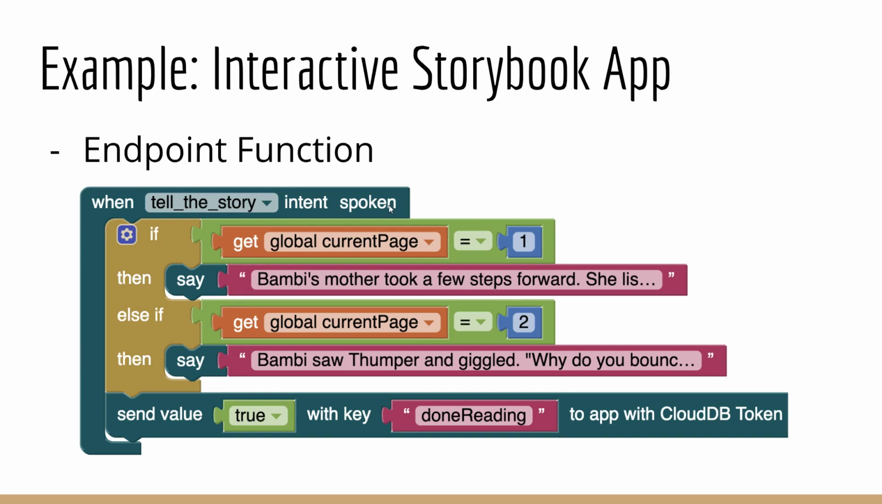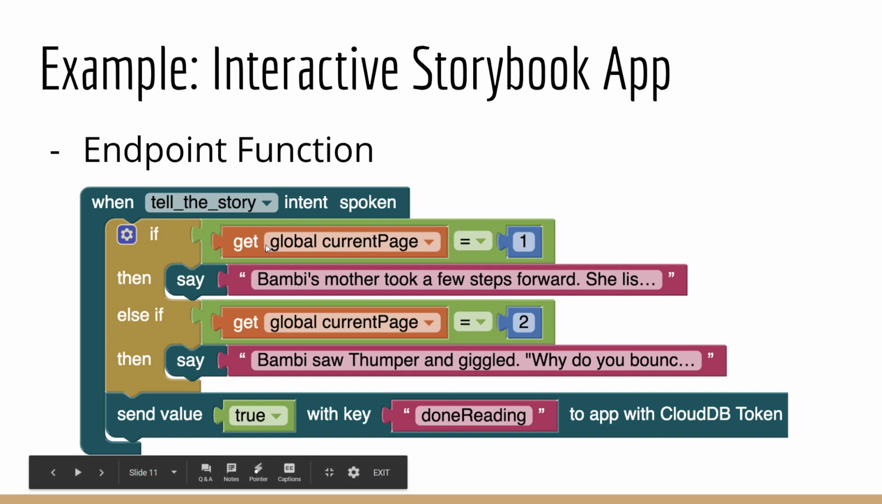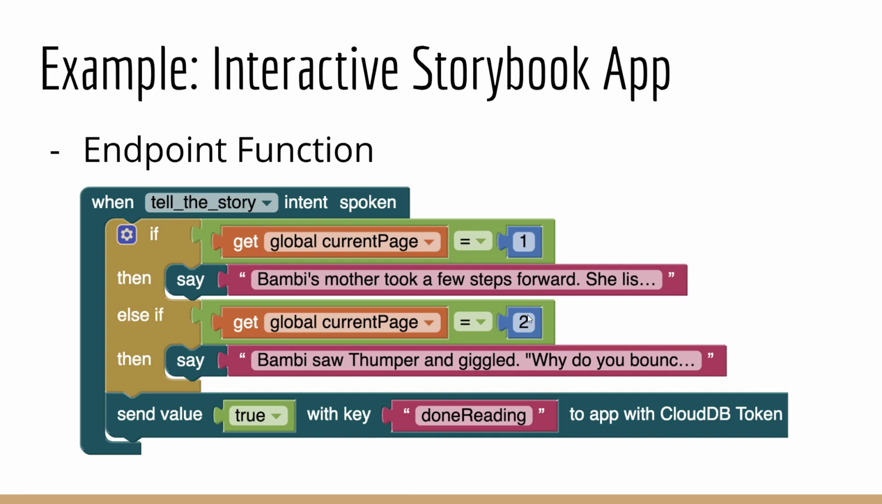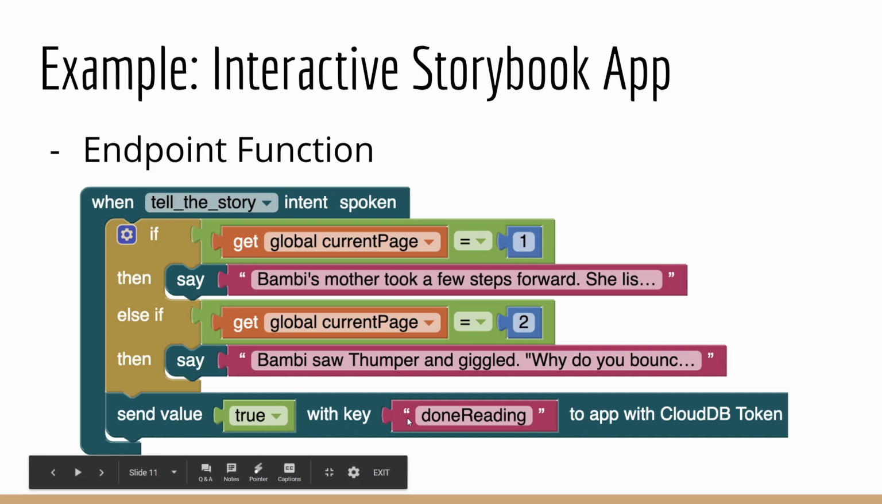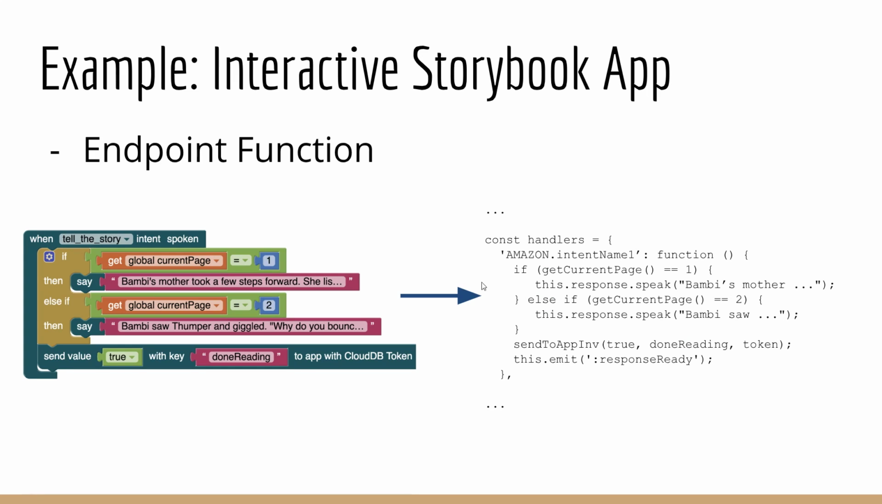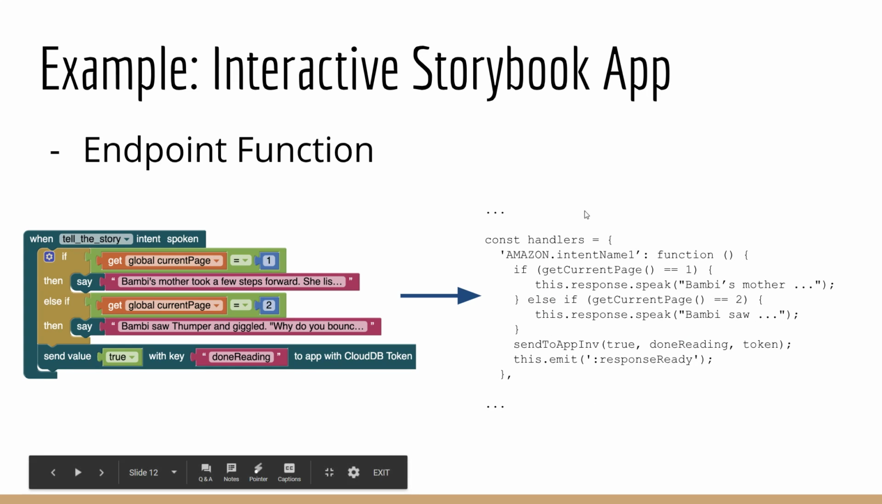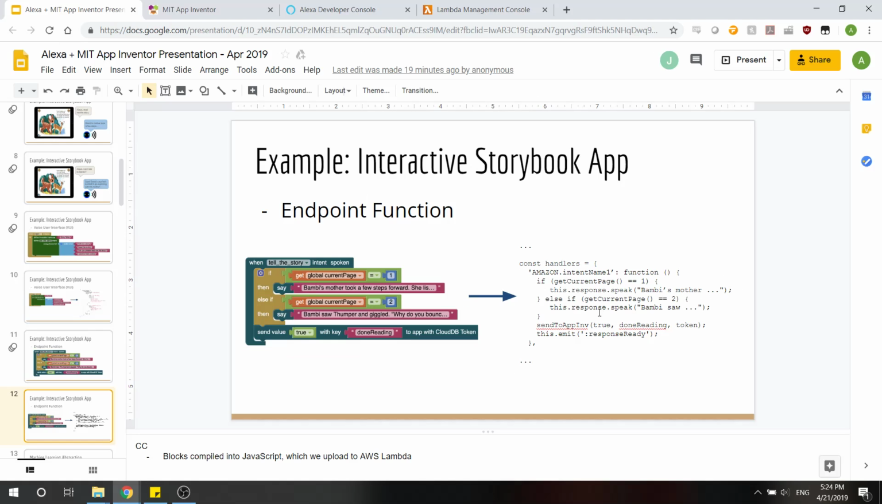When the intent is spoken, when the phrase that triggers this intent is spoken, then it triggers the function inside that block. So first, it checks which page you're on, 1 or 2, and then it says whatever is on that page. Say is telling Alexa to say what was on the page. And then it'll send the value true to the app to tell the app that Alexa is done reading. This code is converted to JavaScript and used to create the endpoint function for Alexa.